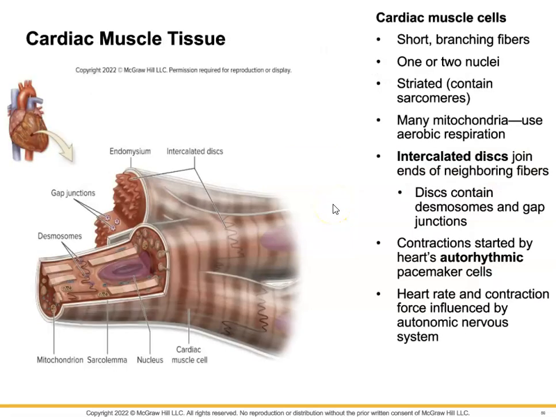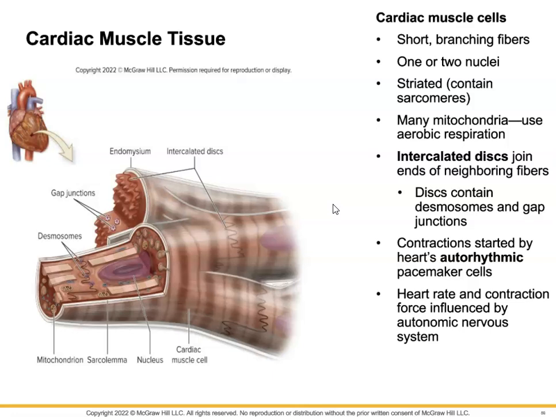Now, we've talked about skeletal muscle. Let's take a really quick view at cardiac muscle and smooth muscle. You're going to get cardiac muscle in great detail in AP2, so we'll just briefly look at it here. But your cardiac muscle cells are short branching cells with 1 or 2 nuclei per muscle cell. They are striated because they contain sarcomeres. They have many mitochondria and therefore they create ATP using aerobic respiration.